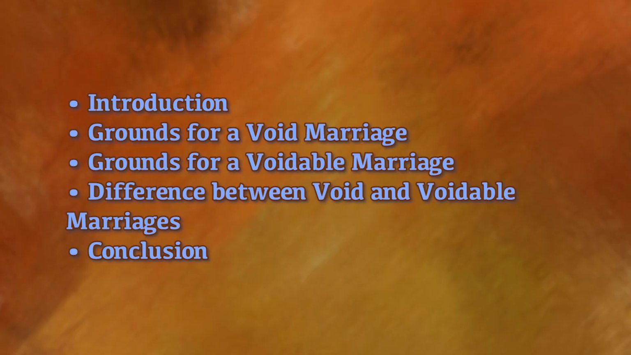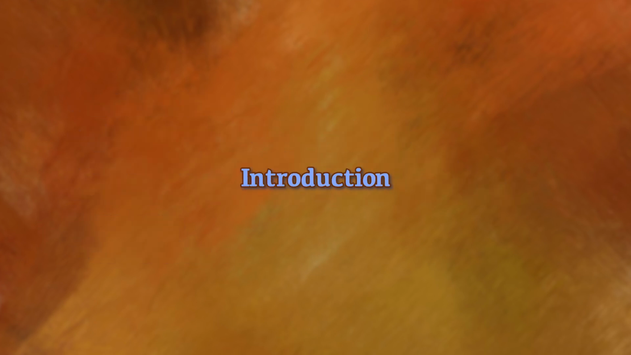My dear learners, today we will learn about a very important topic, that is nullity of marriage under Hindu law. The learning outcomes of the present module will be firstly, introduction, secondly, grounds for a void marriage, thirdly, grounds for voidable marriage, then difference between void and voidable marriages, and finally the conclusion. Let's begin with the brief introduction about the topic.